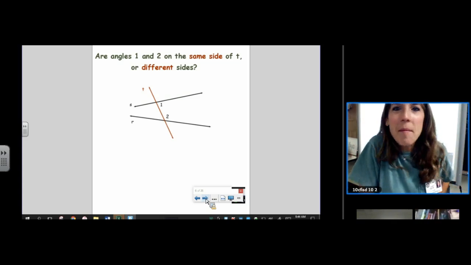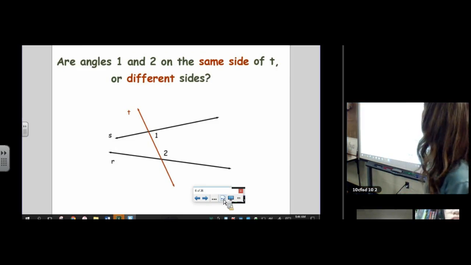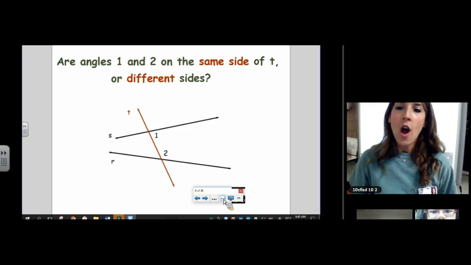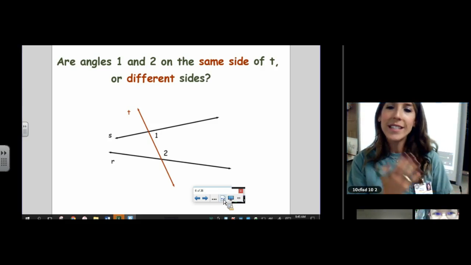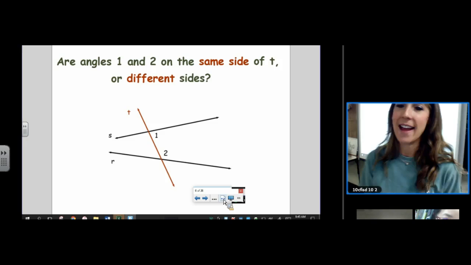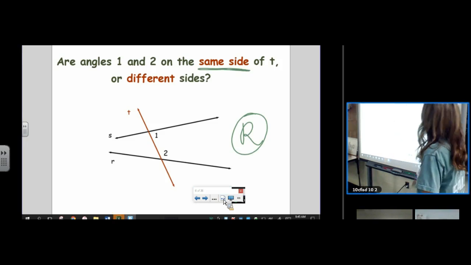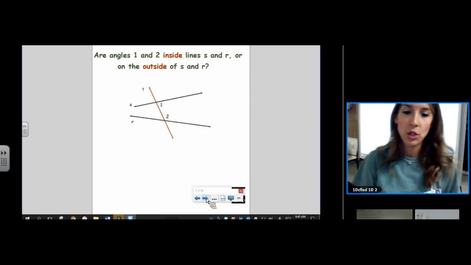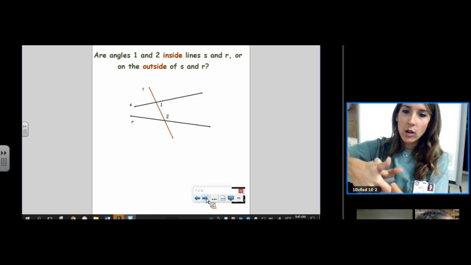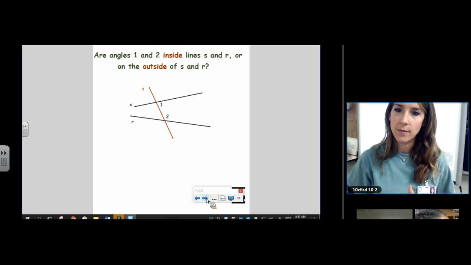Okay, so now we need to come up with some names. And I don't want to just tell you the names. I want you to know where they come from. Look at angles 1 and 2. Answer my simple question. Are they on the same side of T or different sides of T? They're on the same side. Very good. They're both on the right, so they're on the same side of T. All right, same 2 angles. Are they inside of S and R, or are they outside of S and R? Inside or outside? Good.